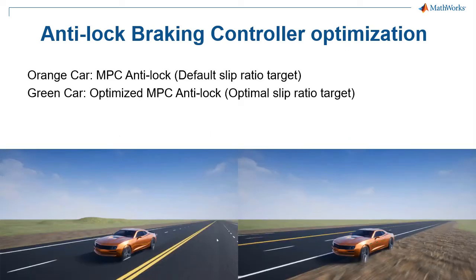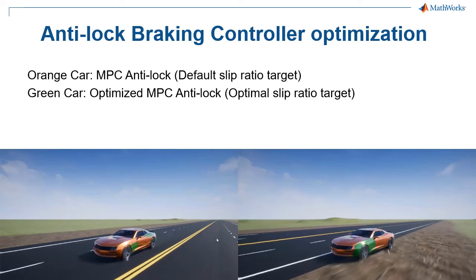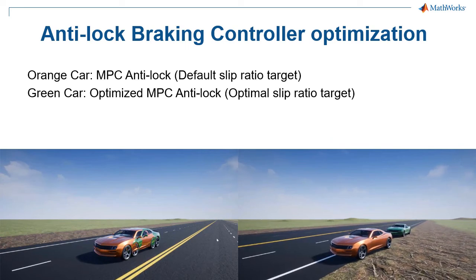Let's view the same situation as previously, but this time between the two MPC cars. The orange car being the car with the default slip ratio, and the green car with the optimized slip ratio. As these cars are driving, keep an eye on the right-hand side to see the difference in stopping distance between the green and yellow car. It's more than one car length, and that can have a major impact in the safety of the vehicle.